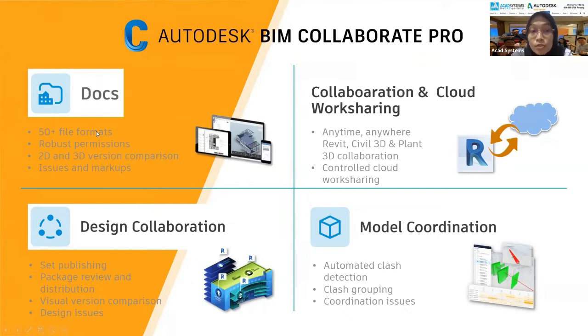The documents that we can store in BIM Collaborate Pro cover 50 types of file formats, and then there is 2D and 3D version comparison, and we can also create issues and markup. The second one in Autodesk BIM Collaborate Pro is collaboration and cloud work sharing.